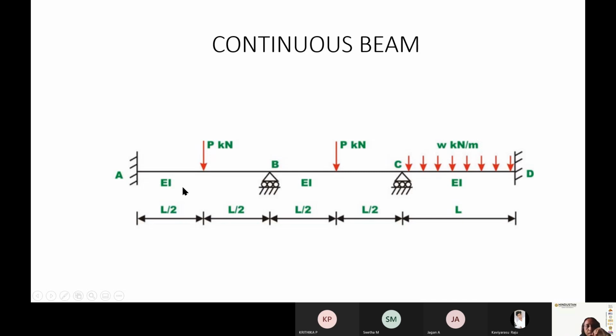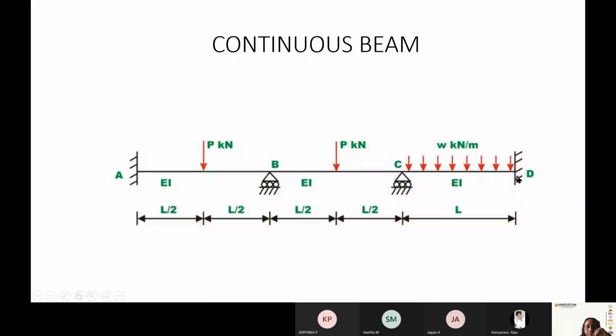Translation and rotations are not allowed. What about this portion? Translation is not allowed here either, the vertical translation, because it is a roller. Vertical translation is not allowed, but rotation is allowed. Here it's a fixed support: the support can't move in the vertical direction, and it can't rotate either.